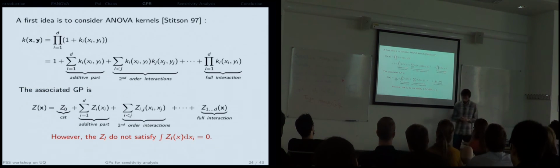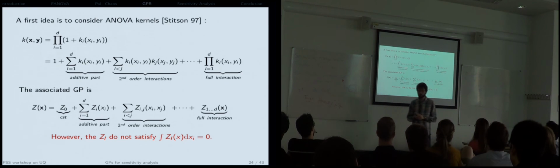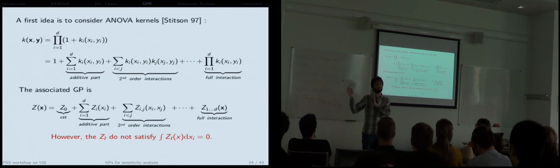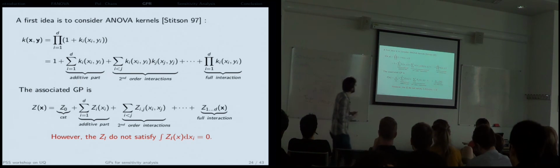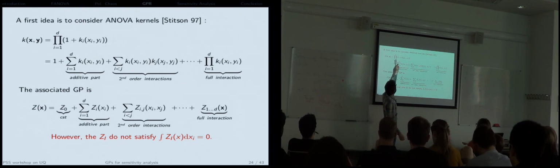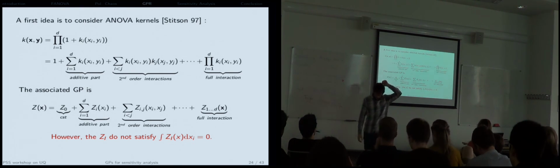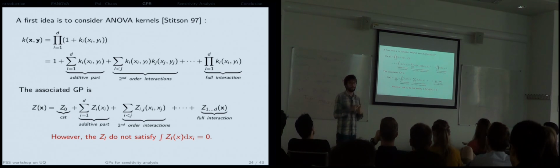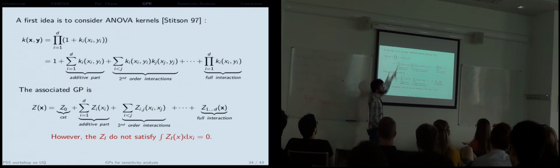So the first idea, if we want to get a model that has the structure we want, that is, a constant plus a sum of univariate functions plus a sum of bivariate functions, is to look at ANOVA kernels. If you remember what I was saying on Monday, this is a valid covariance structure, because what are we doing? We are summing kernels, and we know we can do that, and then we are multiplying the kernels we have just summed.